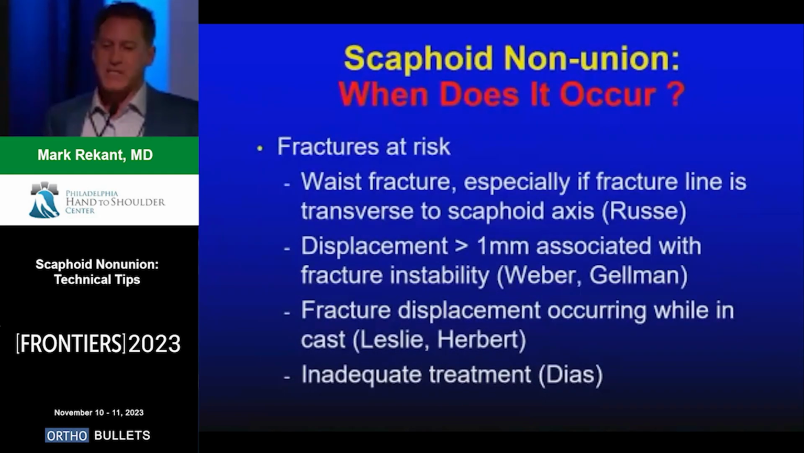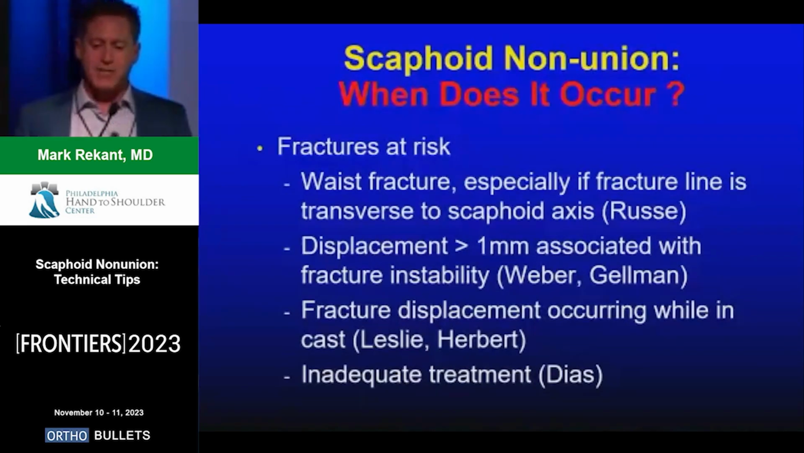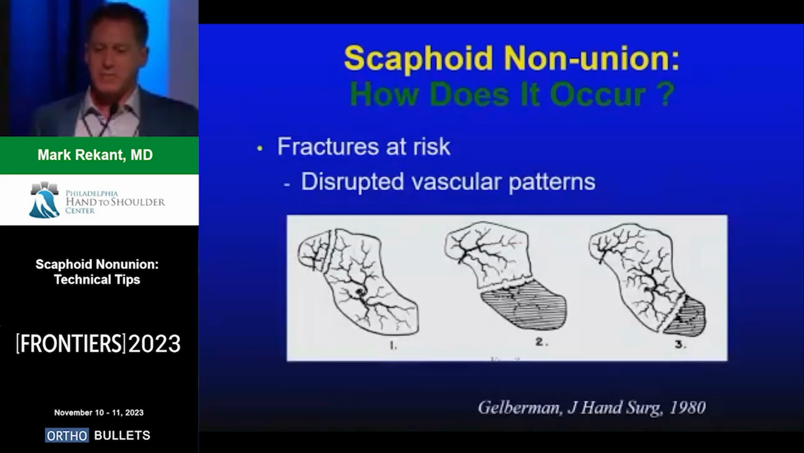What fractures are at risk? Sometimes waist fractures, but those generally will heal pretty well. Weber and Gelman showed that displacement matters. So the greater the displacement, of course, the higher the likelihood of nonunion, again because of that vascularity problem and fracture displacement. And then last but not least is inadequate treatment. So unfortunately, that patient who had a wrist sprain and then didn't do anything for 3 months finally shows up with problems. And this is sort of the fractures at risk. You can see the dysvascularity patterns.